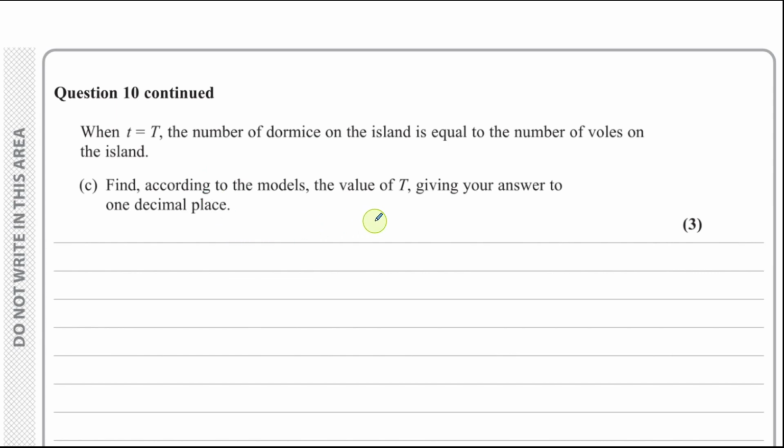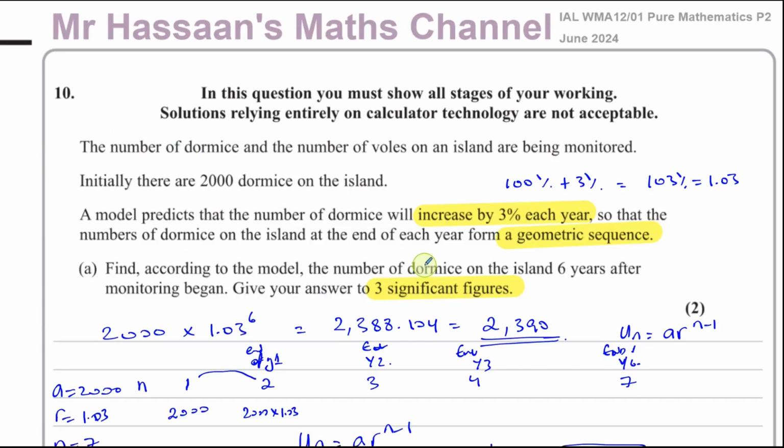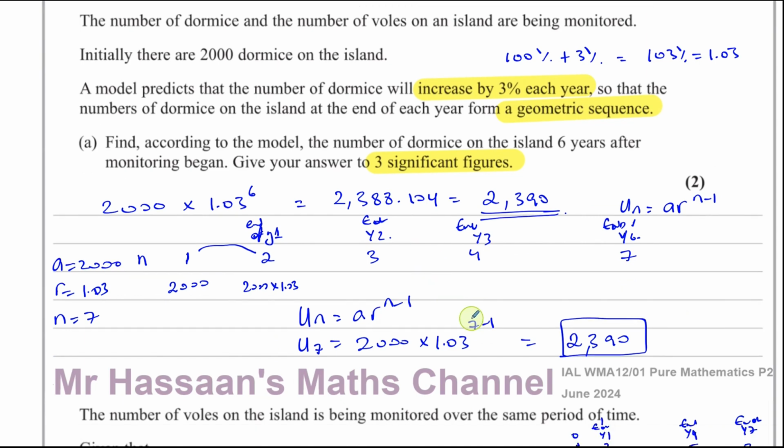Okay, so the next part of the question says, when t equals capital T, the number of dormice on the island is equal to the number of voles on the island. Find, according to the models, the value of T, giving your answer to one decimal place. So now we're going to use this formula here, which is 2000 times 1.03 to the power of, where was our final formula?